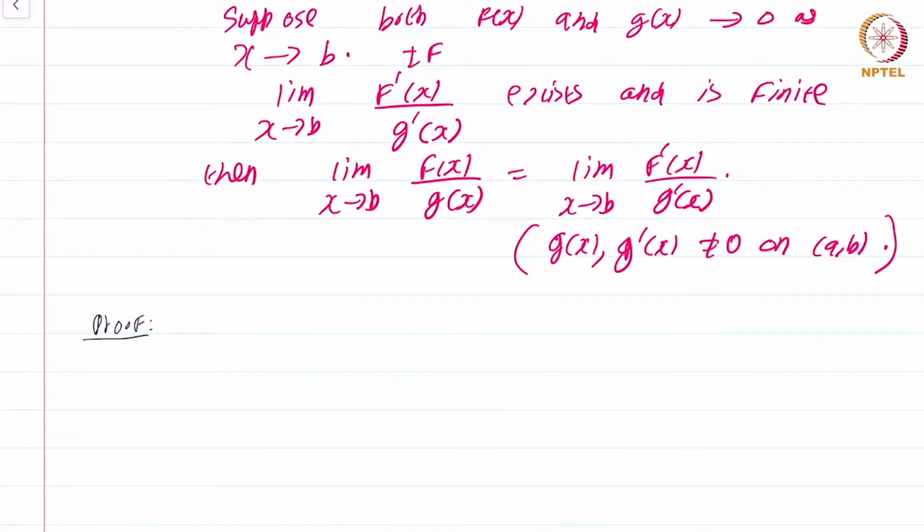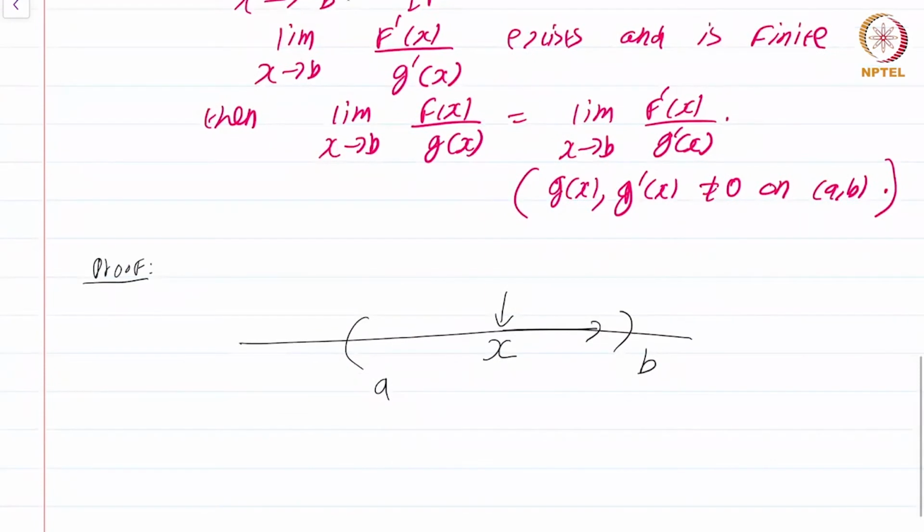Well, what we are going to do is look at the interval AB. We are approaching the point B, right? Now suppose the point x is here. I have to show that the limit as x goes to b of f of x by g of x is equal to L. Call the limit as x goes to b of f prime of x by g prime of x, L. I want to show that this ratio also converges to L.